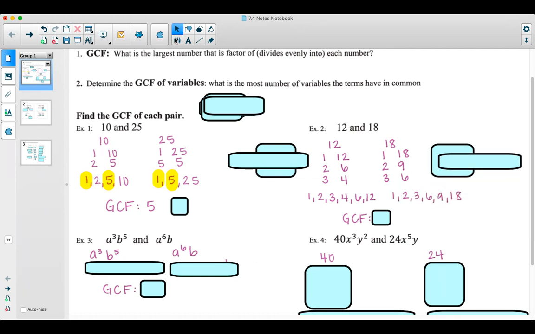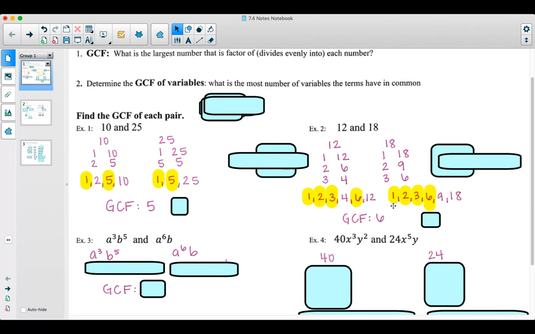Once again, I have to figure out what is the greatest common factor. So what do they have in common? I can see they both share a 1 in common. Let's see if there's anything greater. They both share a 2 in common, a 3. They don't share a 4. They share a 6. And that looks like it. I want to take the greatest. So that means that my greatest common factor is 6.